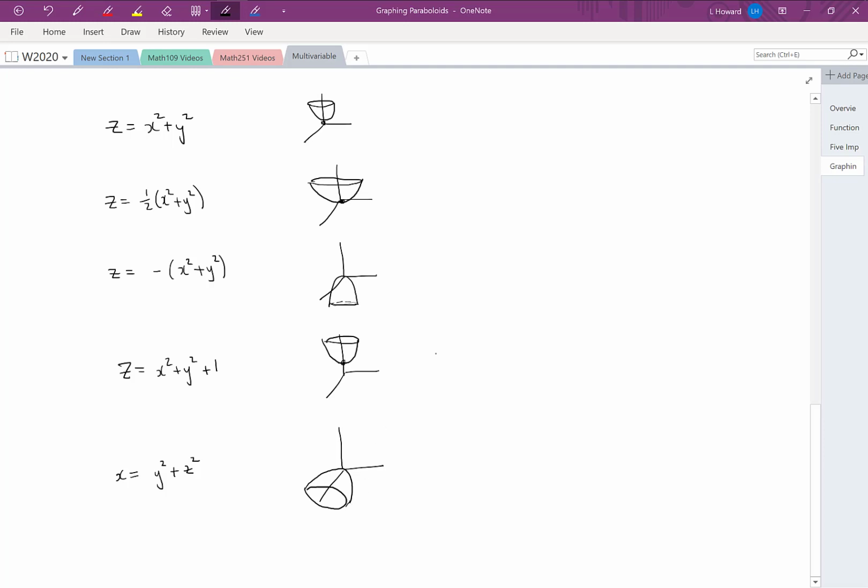Okay, so now we're comfortable, hopefully, with making a quick sketch of our classic paraboloid, which we got up at the top of the screen. And then we can do things like a vertical compression or stretch, which we did here. We could do a vertical reflection in the z direction. We could shift in the z direction, and we can even change the roles of our variables so that we have this paraboloid opening in a different direction.